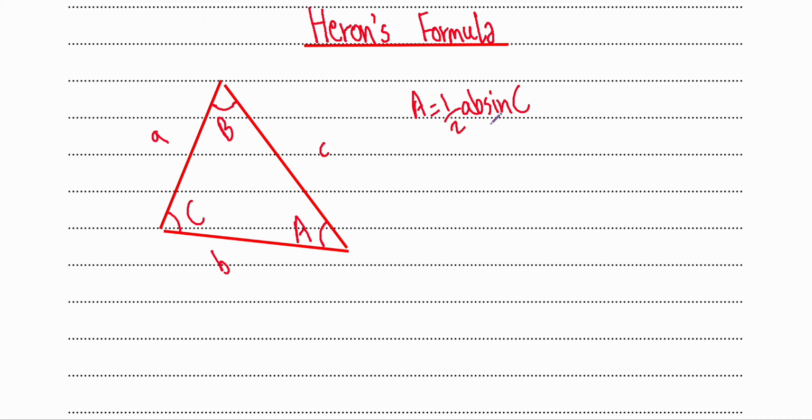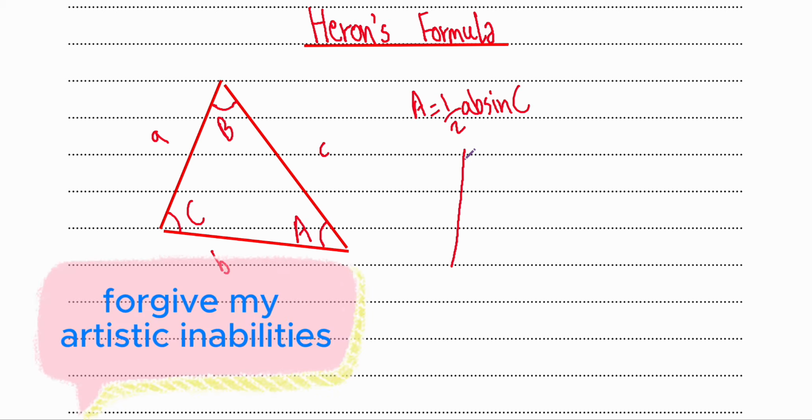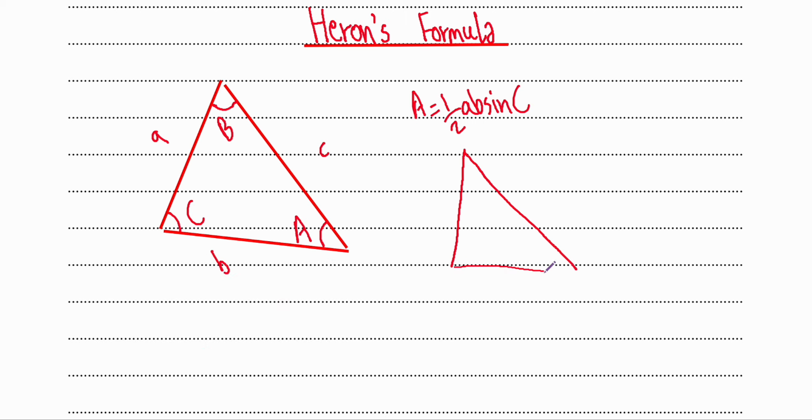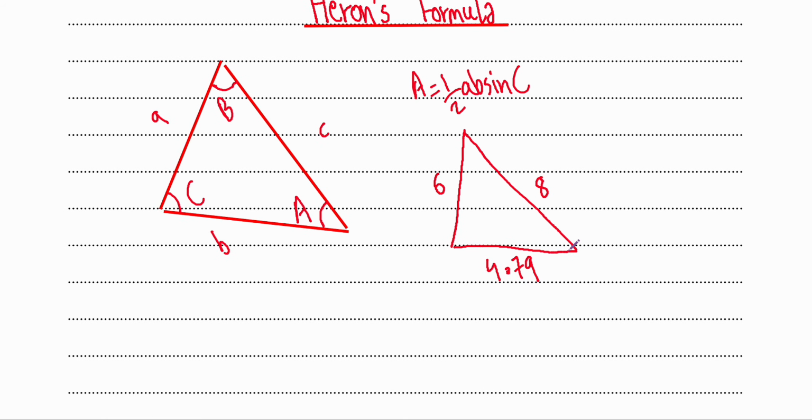Sometimes we may just be given the lengths of a triangle. So let's say we had a triangle that looked like this. Let's say that's what the triangle looked like, right? And let's say we were given the lengths: 6, 8, and here 4.79. Let's say those are the lengths we're given. So how would you calculate the area of this triangle?